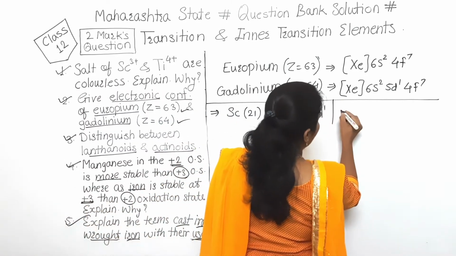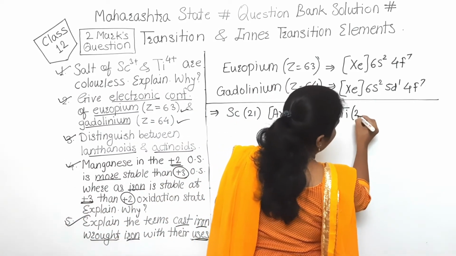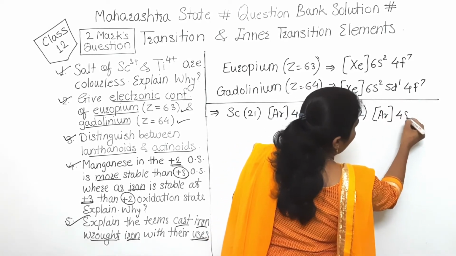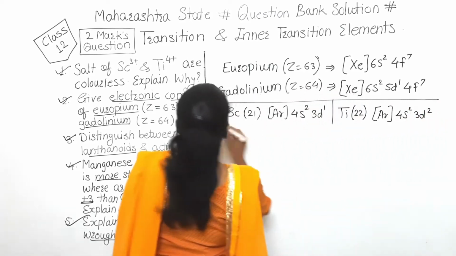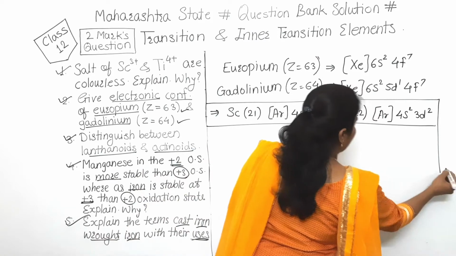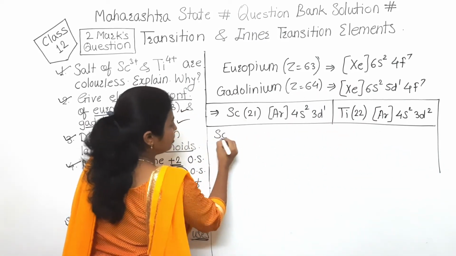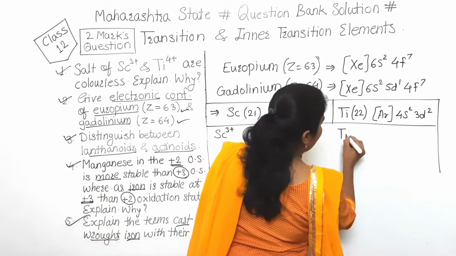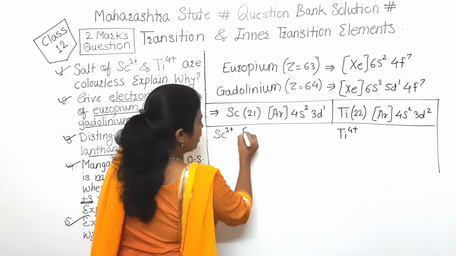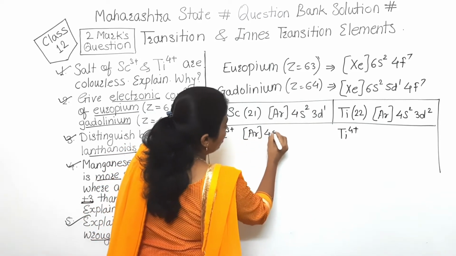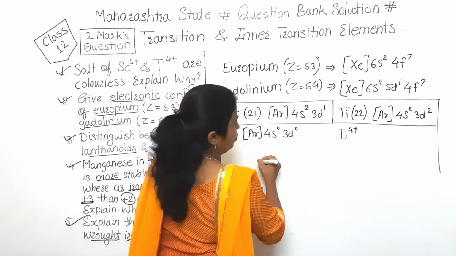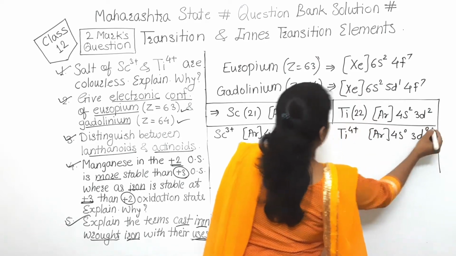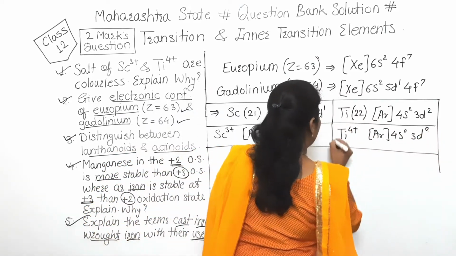What will be the electronic configuration for titanium? Its atomic number is 22 and its electronic configuration is argon 4s2 3d2. So here we have completed its electronic configuration. Now we are going to write the ion electronic configuration, that is for scandium 3+ and titanium 4+. According to that, it will be argon 4s0 3d0. So this is the electronic configuration of their ions.